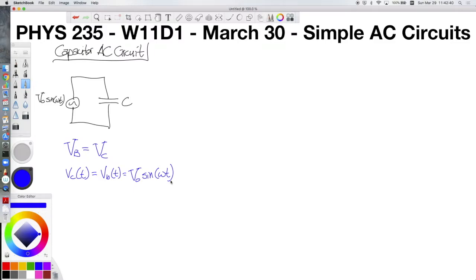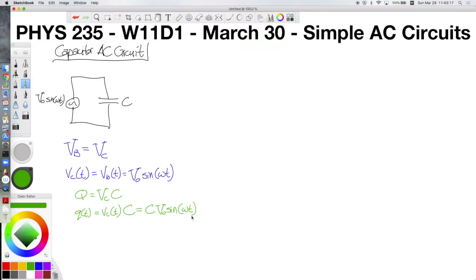Well, now we also have a formula that we've used before, that the charge on a capacitor is equal to the voltage on that capacitor times the capacitance. So applying that formula to this situation, we have the charge at any given moment in time is the voltage across the capacitor at any given moment in time times the capacitance, which is constant. So the charge on the capacitor as a function of time is C times V0 times sine of omega t.